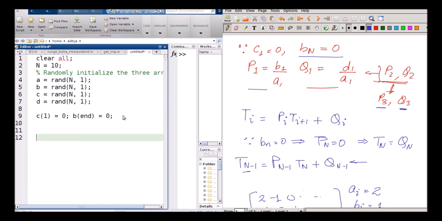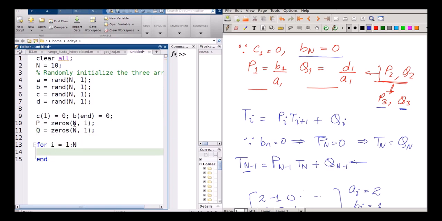So for I equal to 1 to n, this defines the loop. Before that, we know that we will have n values of p and n values of q as well. So we will define p equal to zeros n comma 1, q will also be zeros n comma 1. It is always good to pre-allocate arrays.